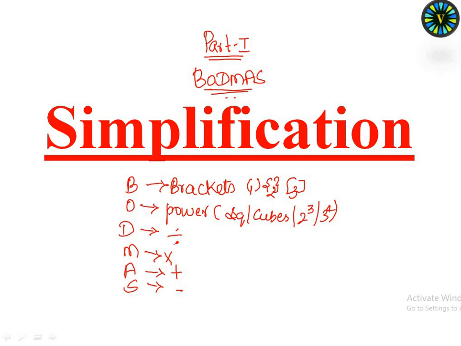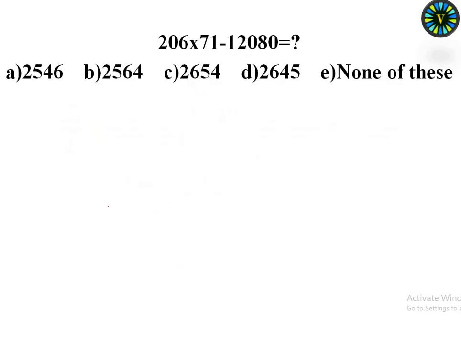This will be very helpful for you. So come, let's start with the first question. As you can see on the screen, it is 206 multiplied by 71, later subtracted by 12,080. Finally we need to find the answer. As I said earlier, this simplification concept is totally based on the BODMAS rule. As per the rule, first we need to see if we have any brackets. No, I can't see any brackets in this question.